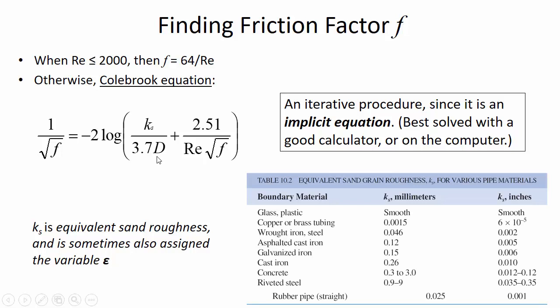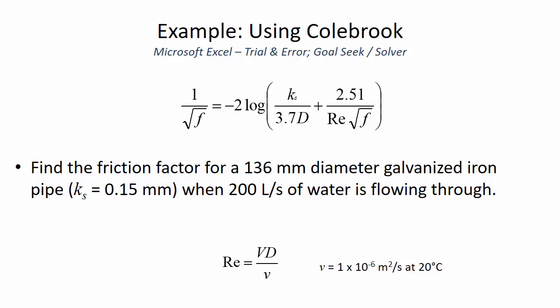Now just to show you how this equation needs to be solved with Excel, let's consider the case of what if we had water flowing through a pipe that has a diameter of 136 millimeters, and what if that's galvanized iron. So the material defines the equivalent sand roughness, and then the flow rate of 200 liters per second is going to allow us to calculate the flow velocity.